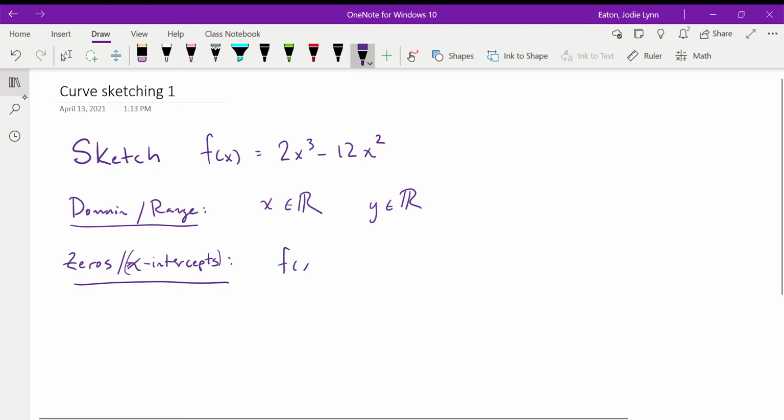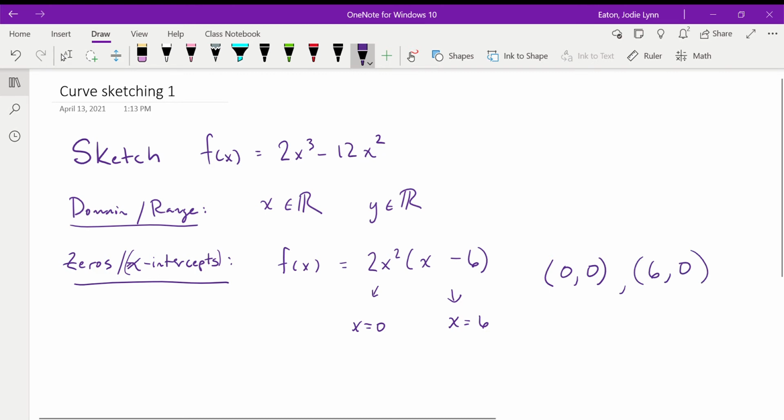So f of x, we're going to try to factor this. We can factor out a 2 and we can factor out an x squared. That leaves us with x minus 6. So we have two roots. The 2x squared gives us x equals 0 as a root, and the x minus 6 gives us x equals 6 as a root. That means we have two coordinate points: 0, 0 and 6, 0 as x-intercepts.